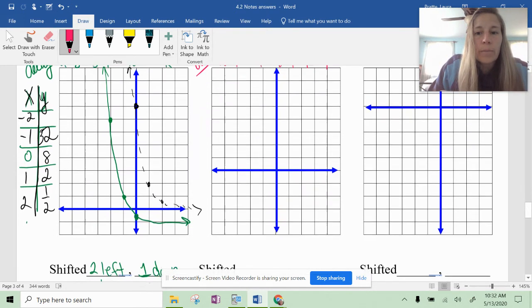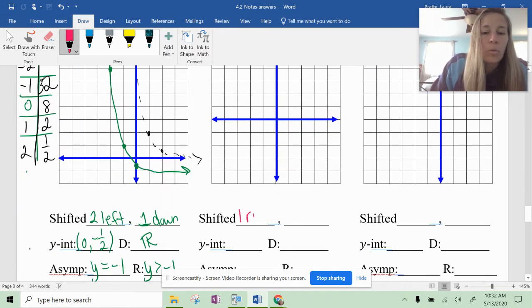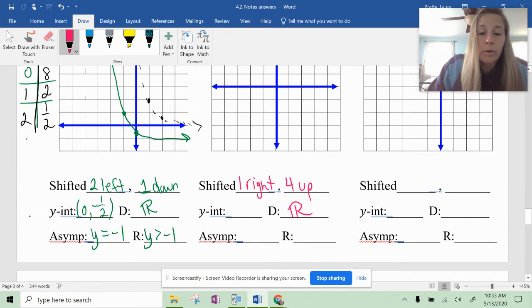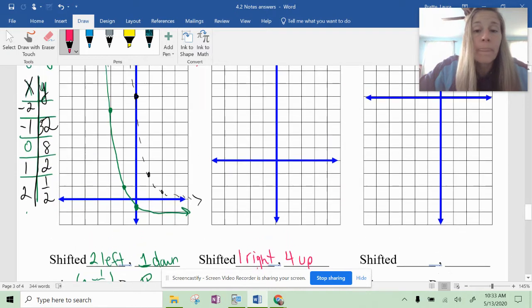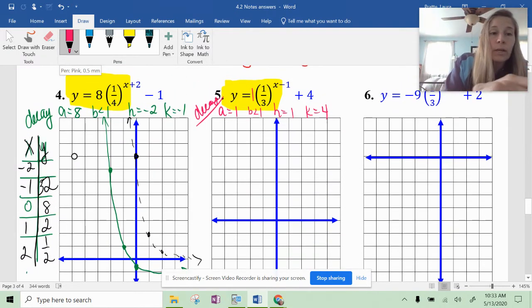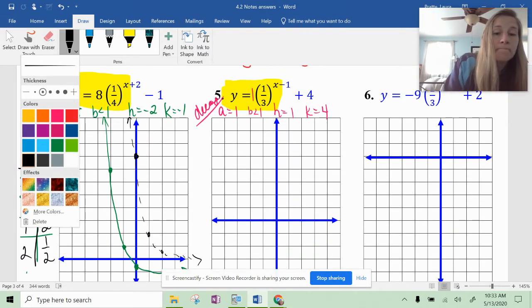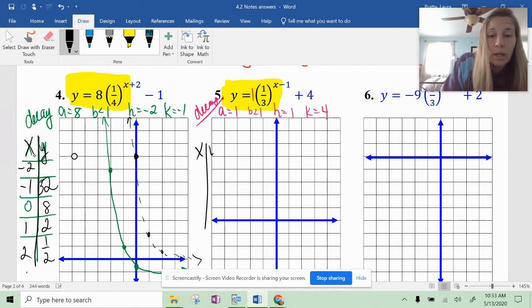So filling in the bottom, I have shifting 1 to the right for that +1 H value. I'm shifting 4 up for my K value. My domain is all real numbers. My asymptote is y equals 4, and my range will be y is greater than 4. The y-intercept will be what we get when we put 0 in for x and work out that whole equation. So when I do my parent function, I'm just doing the highlighted part.